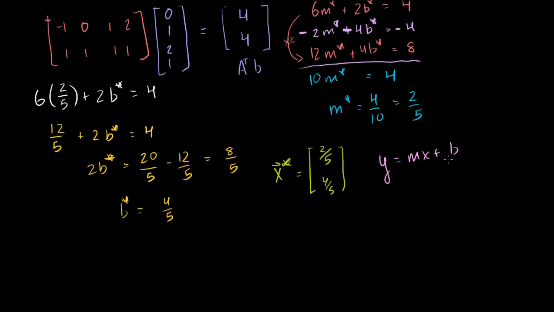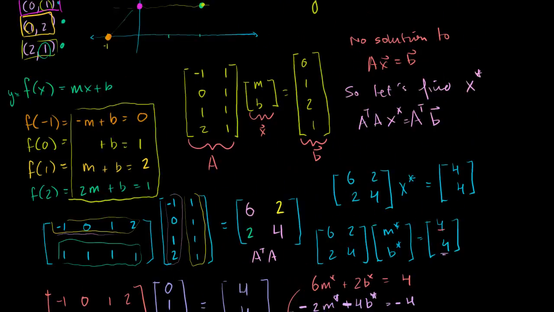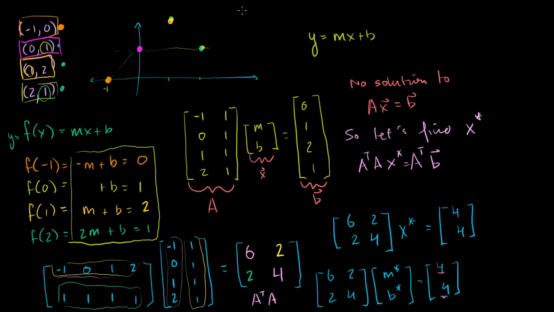So let's write it out. Y is equal to mx plus b. So y is equal to 2/5 x plus 4/5. Let's graph that out. So its y-intercept is about there. This is at 1. And then its slope is 2/5.